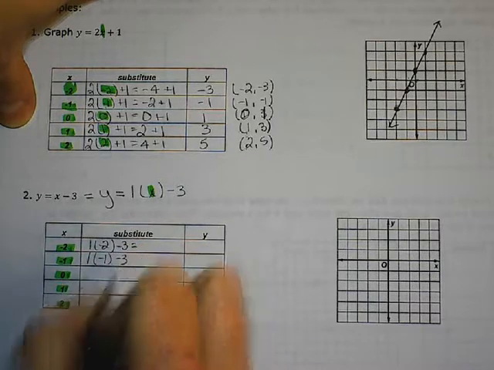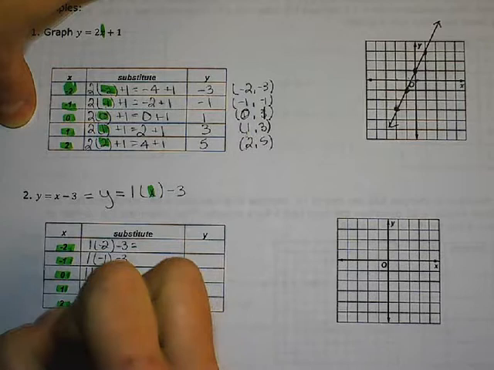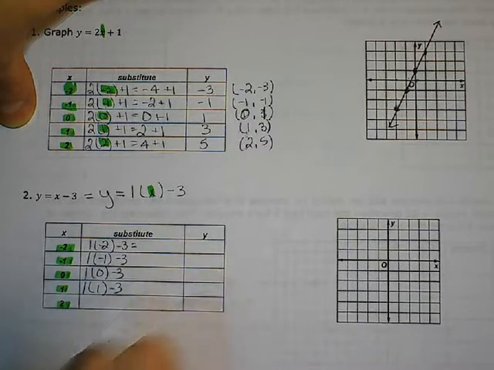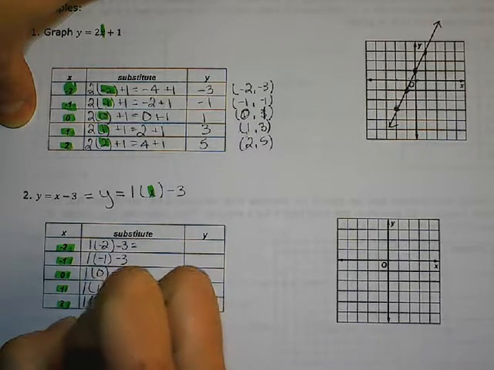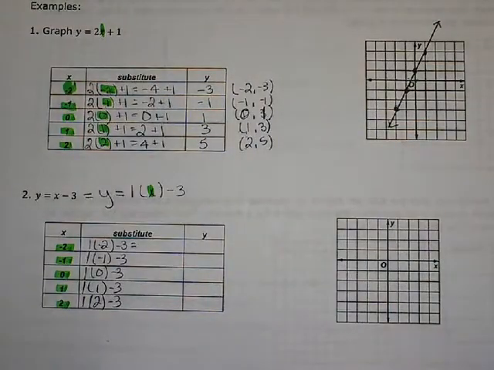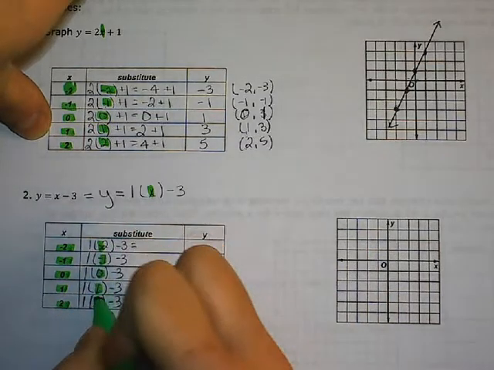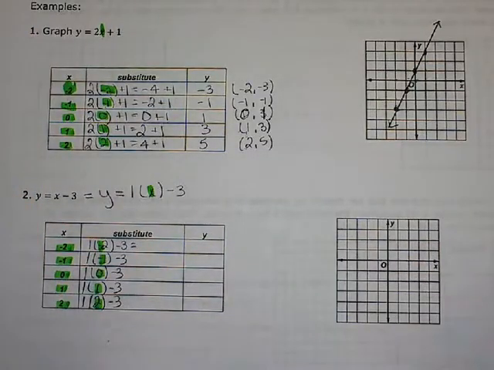1 times negative 1 minus 3. 1 times 0 minus 3. 1 times 1 minus 3. And 1 times 2 minus 3. Again, the only number that is changing in any of these equations is the x value.